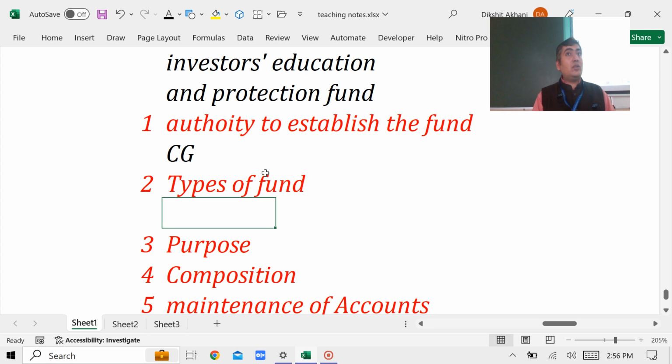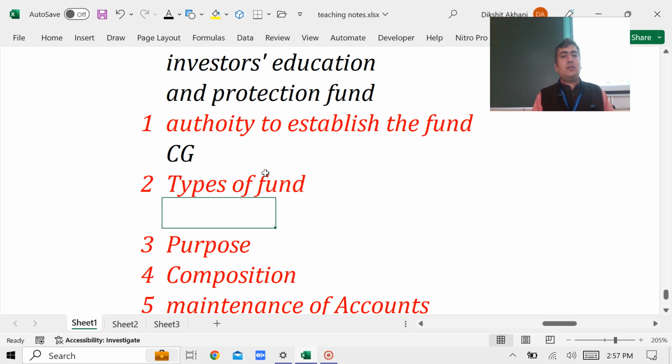Unclaimed shares also. Unclaimed debentures also. Interest of the debentures also. Apart from that, every year central government in the budget provisions something for this fund.